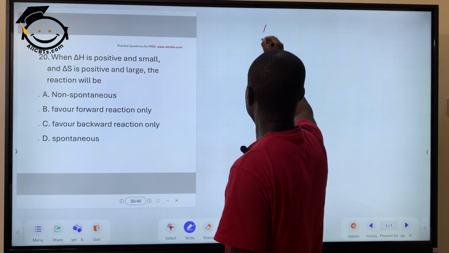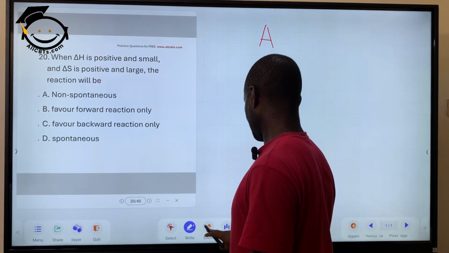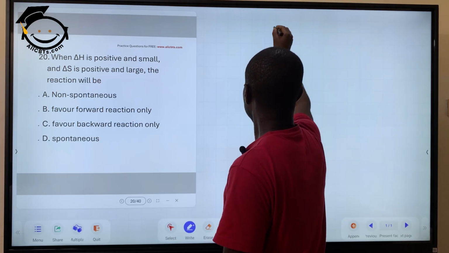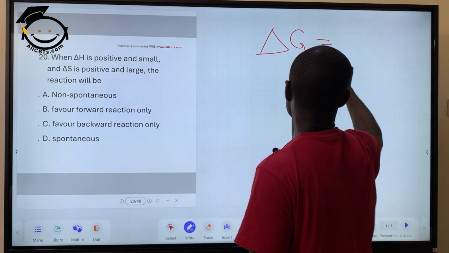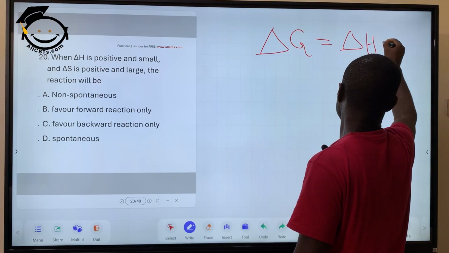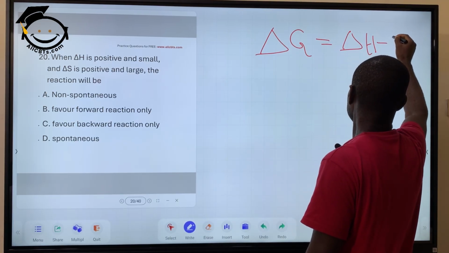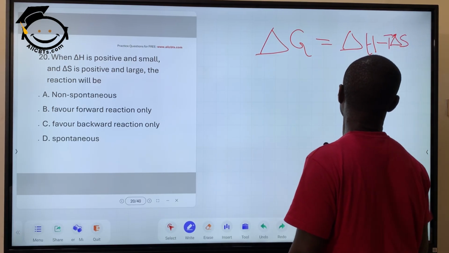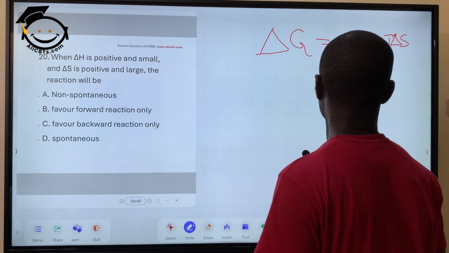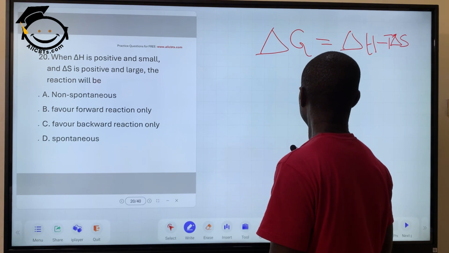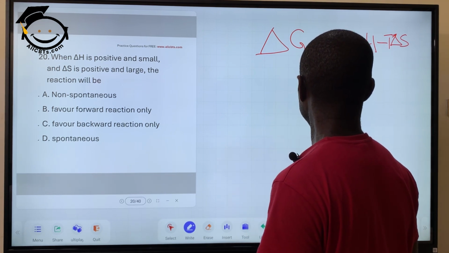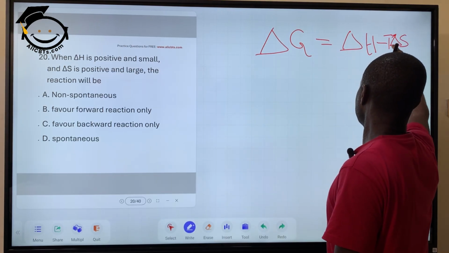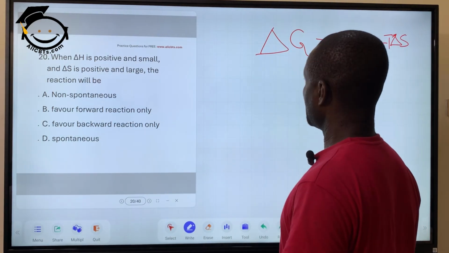Okay, we have free energy can be defined. Free energy, delta G equals enthalpy change minus... In this case, we have free energy equals enthalpy change minus temperature multiplied by entropy change.